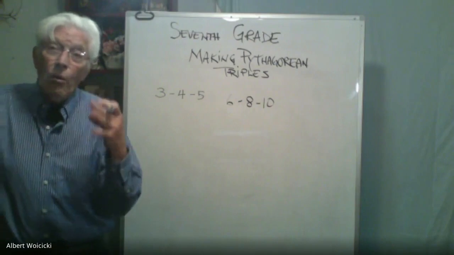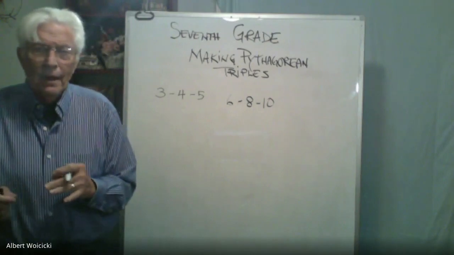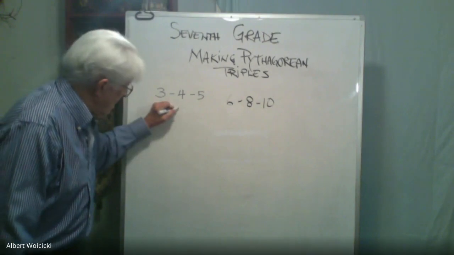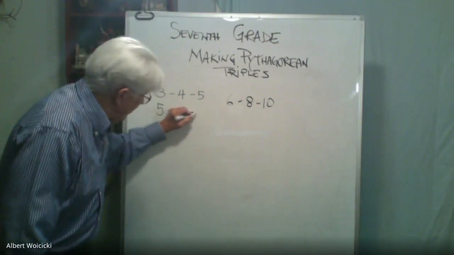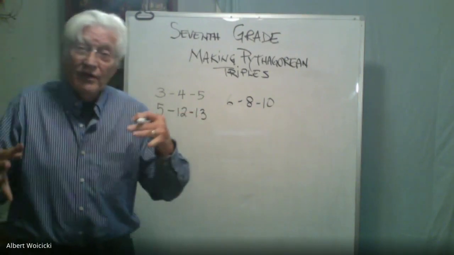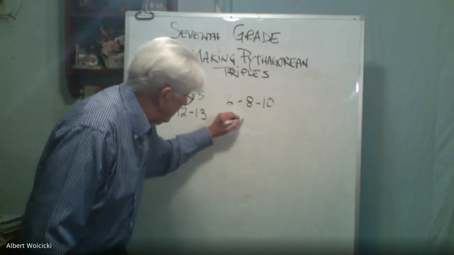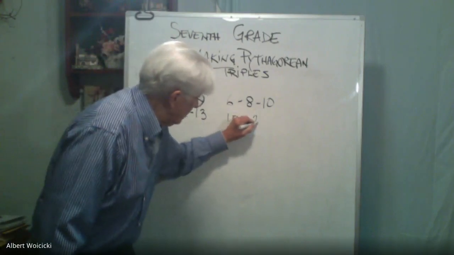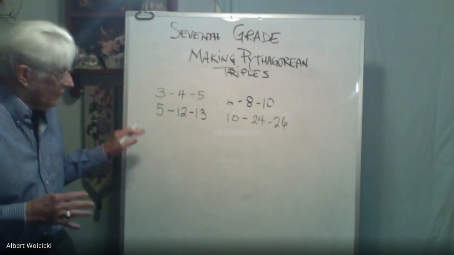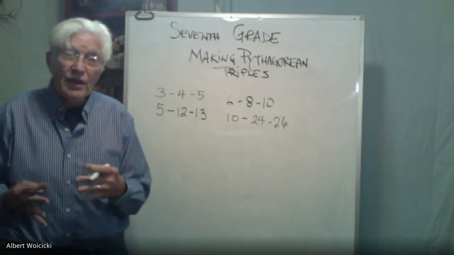But what else are there? Well, I don't have any that start with 4. But I do have one that starts with 5. 5, 12, 13. And of course, the multiples of that are exactly the same. So I have a 10, 24, 26. So if this works, then this has to work also as a Pythagorean triple.